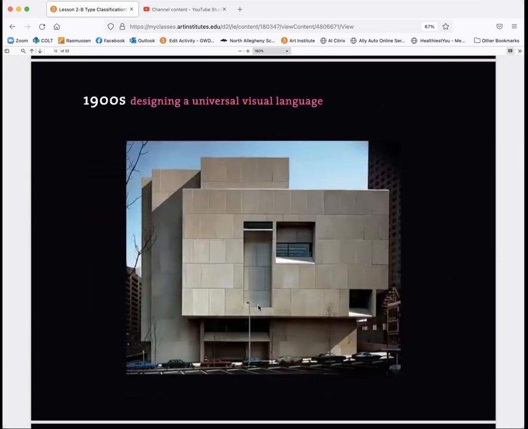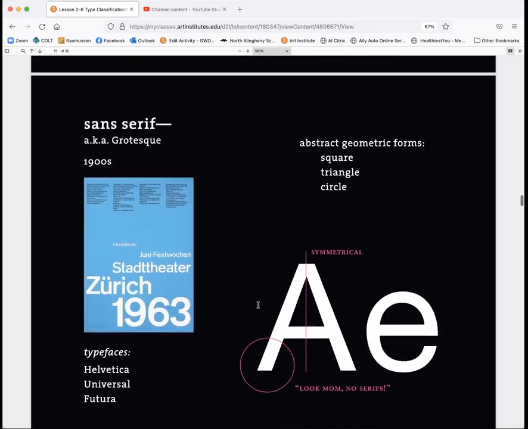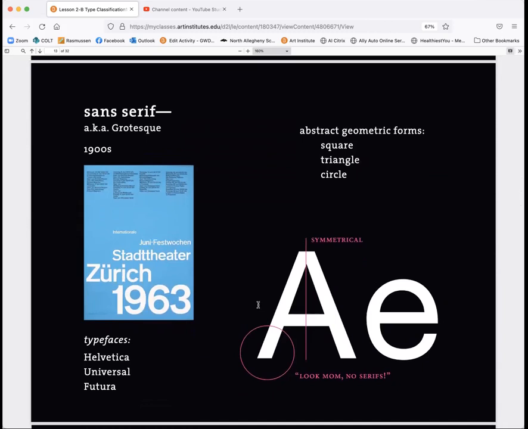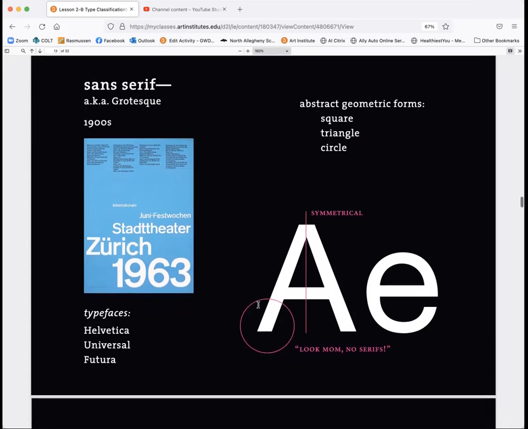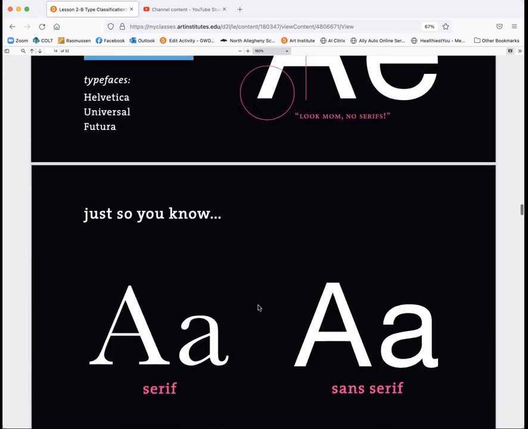Then we go into the 1900s, where designing a universal visual language is what we're focusing on in this era. So the sans serif came about, also known as grotesque. They're square, triangle, and circle, so they're more symmetrical. They have no serifs. Some of the typefaces under sans serif are, of course, the popular Helvetica, Univers, and Futura. You see these typefaces a lot on signage. It's a very neutral typeface, very easy to read as well.